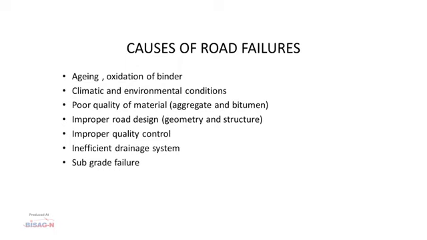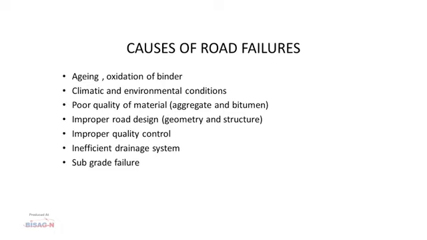Aging, as we all know, with time things get deteriorated, and certainly the binder, which is the bitumen, gets oxidized with time, and ultimately it loses its strength and the surface gets distorted. Next are the climate and environmental conditions like heavy rainfall and roads in high altitude areas where freezing and thawing are the main conditions which result in the damage of the road.